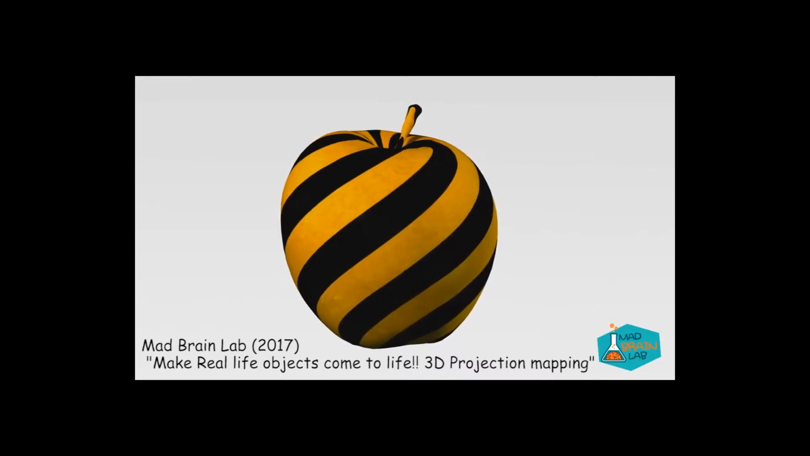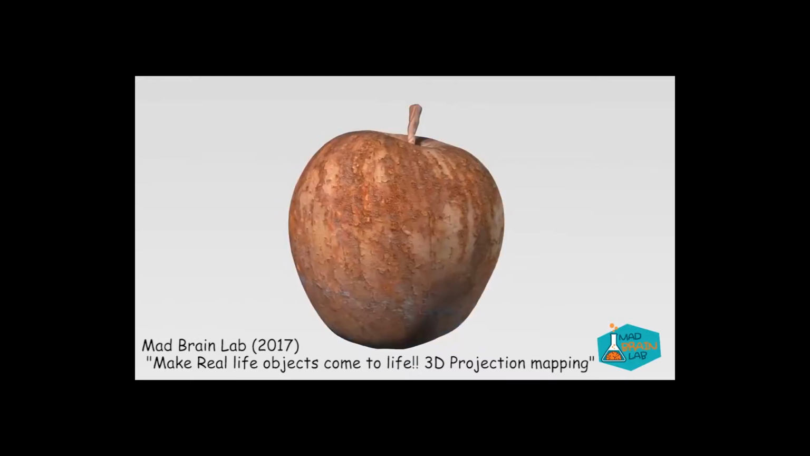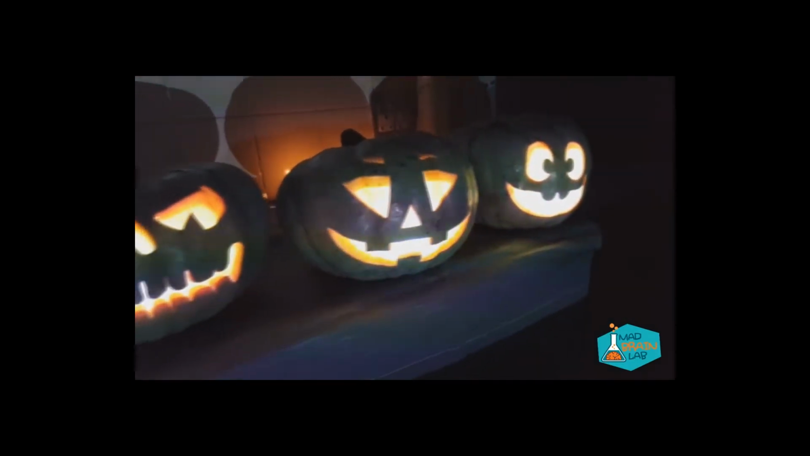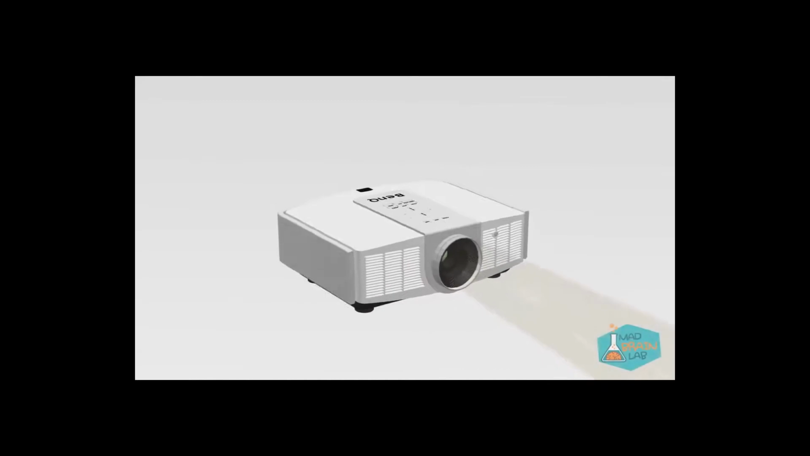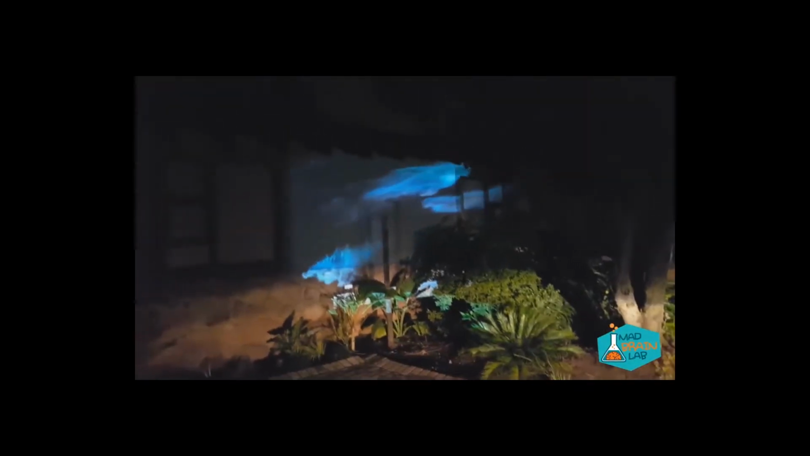So what exactly is projection mapping? Projection mapping, also known as video mapping, involves creating designs on a device and hooking this device up with one or more video projectors, which are then positioned to project the designs onto a 3D object and create an interactive display for audiences to enjoy and become immersed in.